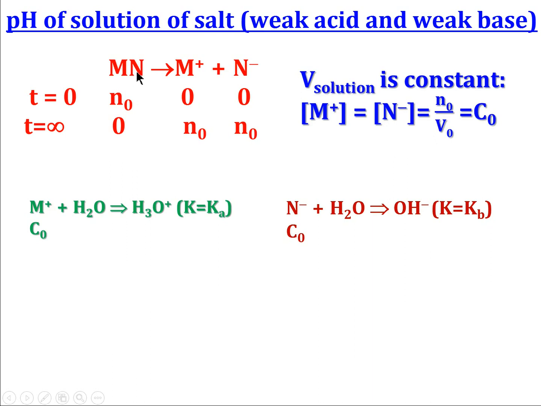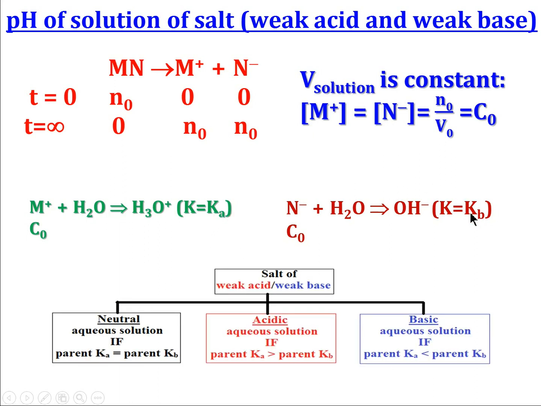So when we dissolve MN in solution, we obtain H3O+ ions and OH- ions. If H3O+ in the solution is greater than OH-, the final solution will be acidic, and if OH- is greater than H3O+, the final solution is basic. Note that we start from the same initial concentration, so the quantity of H3O+ released from M+ and the quantity of OH- released from N- depend on the values of Ka and Kb. So to compare the final concentrations of H3O+ and OH-, we can compare Ka and Kb.